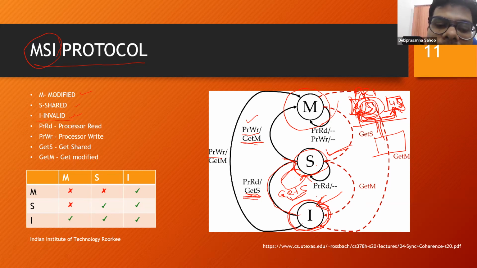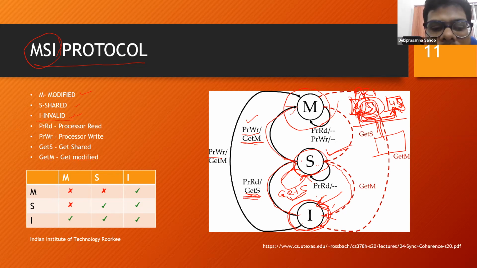You are in shared state. Now you will see that the other core is saying that he needs a line in the modified state. So I have to give him the line. But if I give him the line, I cannot retain the line. So that means I am going to transit back into invalid state. So you are going to invalidate your own cache and you are going to give me the getM signal. The moment I get the getM signal, I will go into modified state, and I can do the write there.